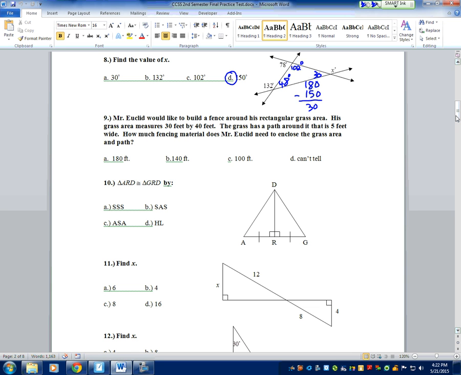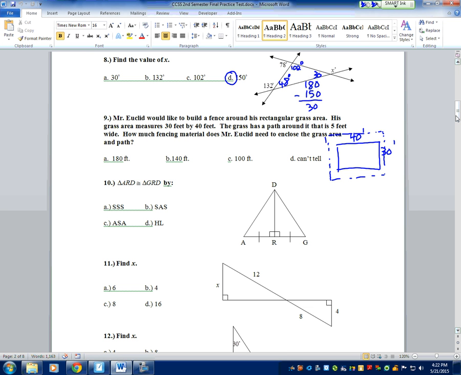So Mr. Euclid would like to build a fence around his rectangular grass area. His grass area measures 30 by 40 feet. The grass has a path around it that is 5 feet wide. How much fencing material does Mr. Euclid need to enclose the grass area? So, to enclose the grass area and the path.